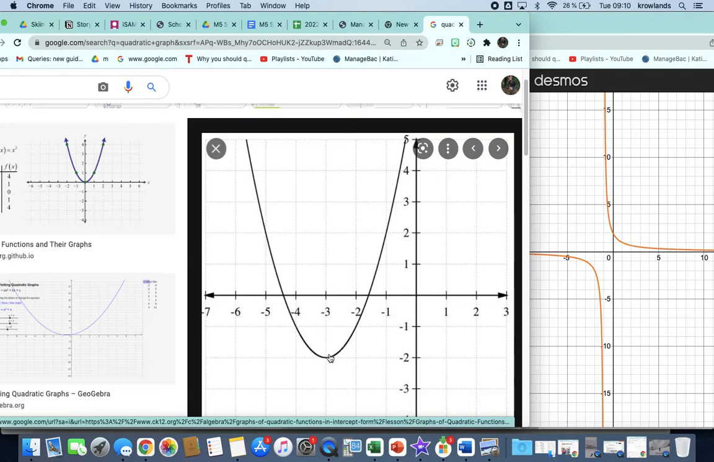And the vertex could also be found by completing the square but not solving it. And the y-intercept is always quite obvious. So those are the kind of things you're going to have to refer to during your investigation.